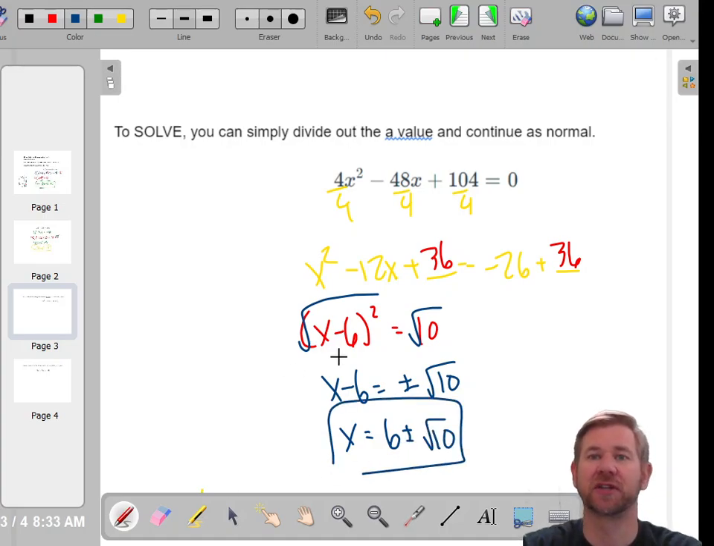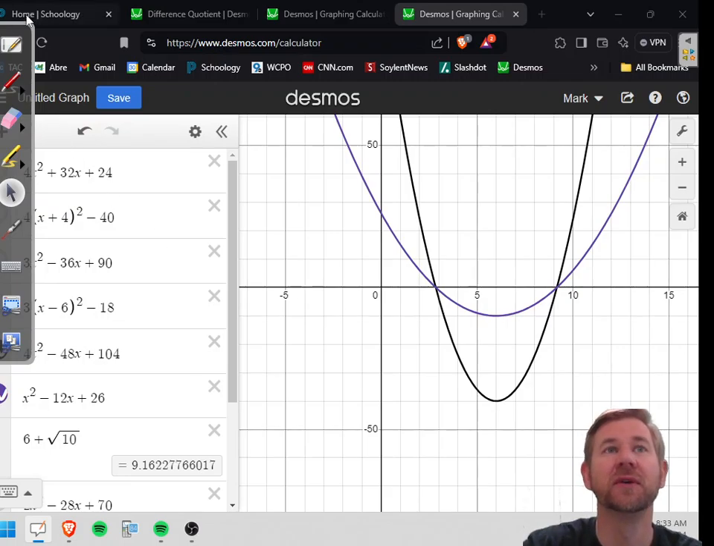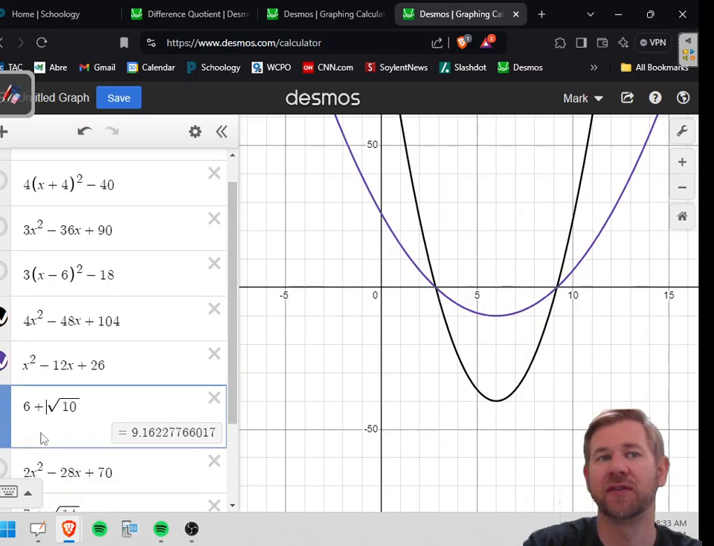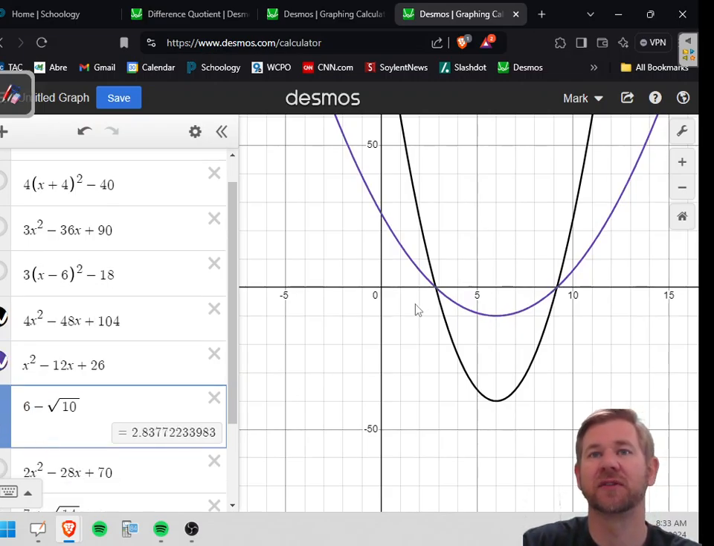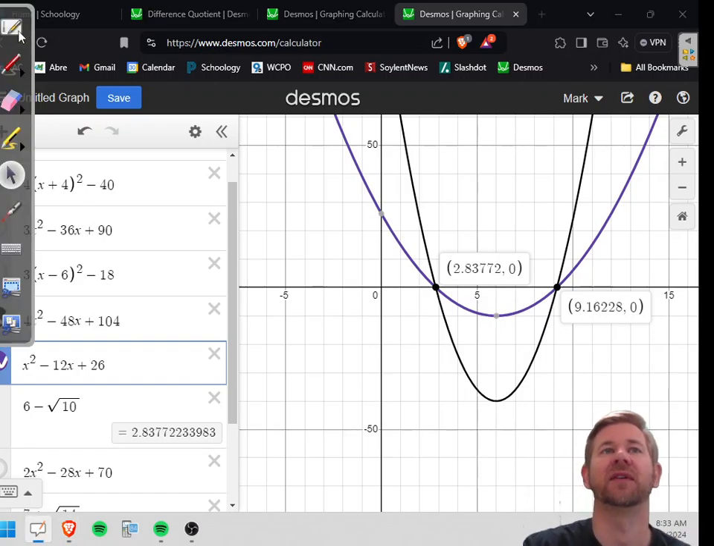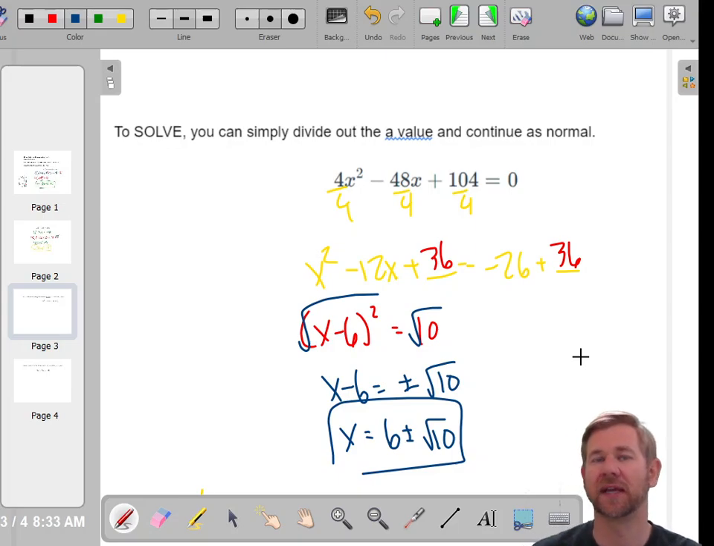So let me go back to the picture and show you that these have the same x-intercepts. If you do 6 plus radical 10, you get that 9.16, there's that one, and if you do the minus, there's the 2.83, there's the other one. If you don't care about the vertex and you just care about the zeros, then you can just divide out the a value. So let's do one more like that.